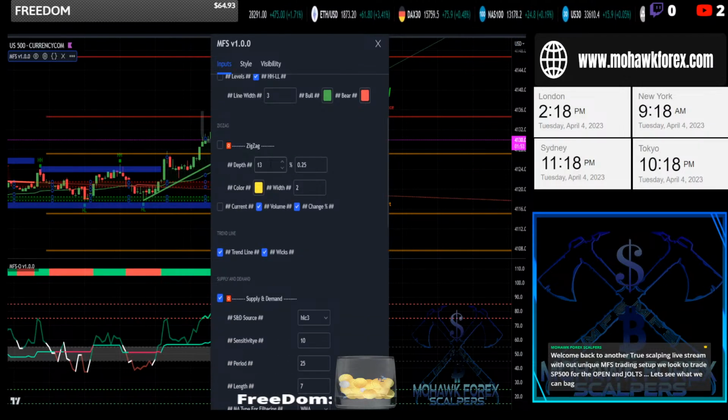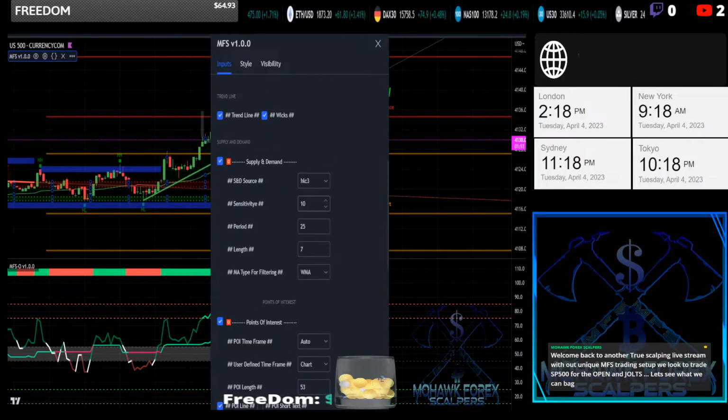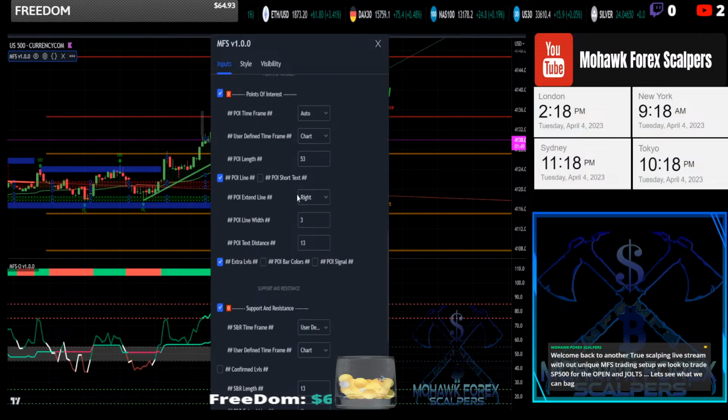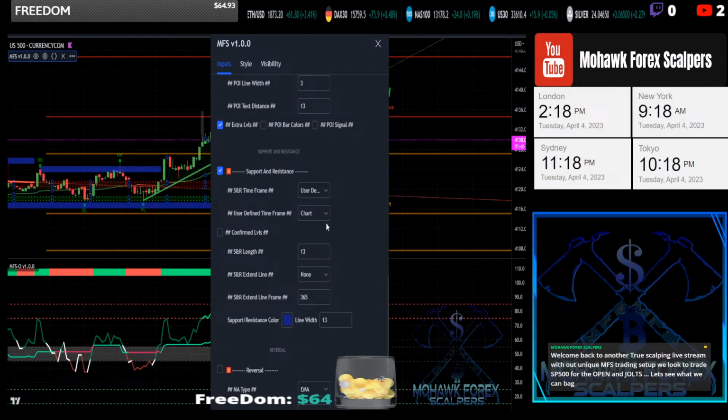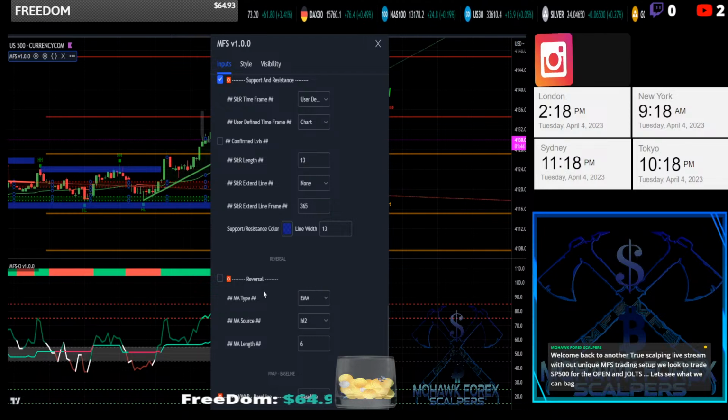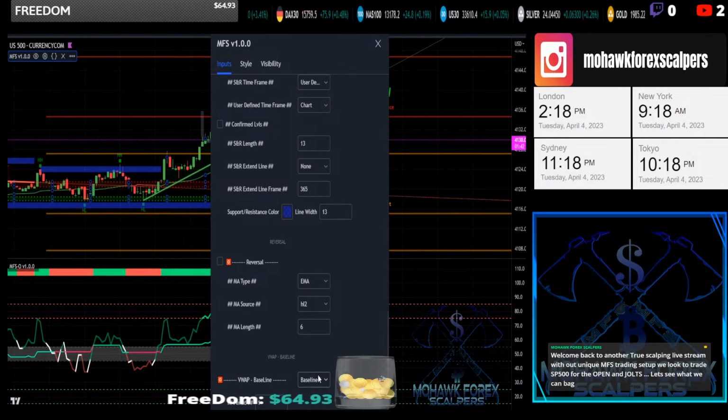Higher highs, lower lows, you get the wave, zigzag if you like trading that, trend lines, supply and demand, points of interest which is your Fibonacci and support and resistance. We get support and resistance zones, reversal indicators, VWAP and a baseline.